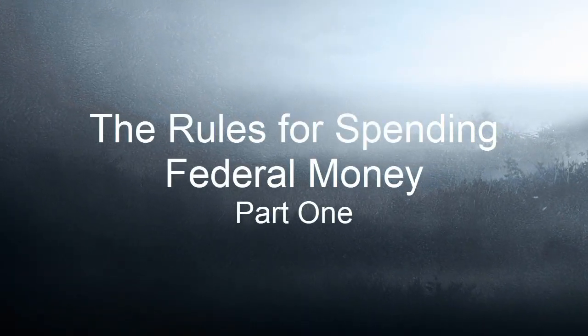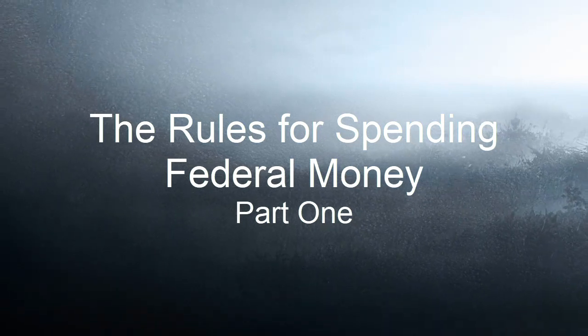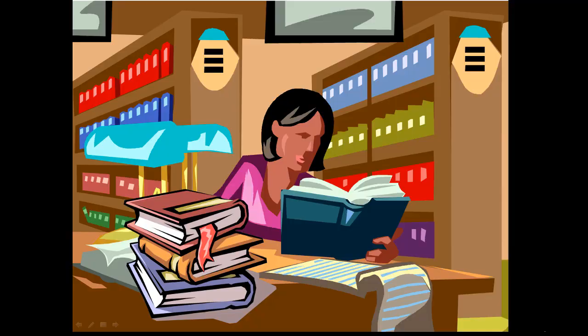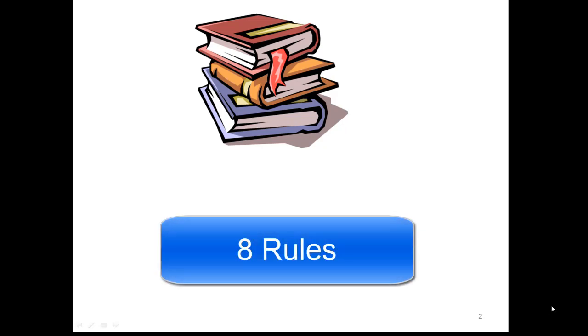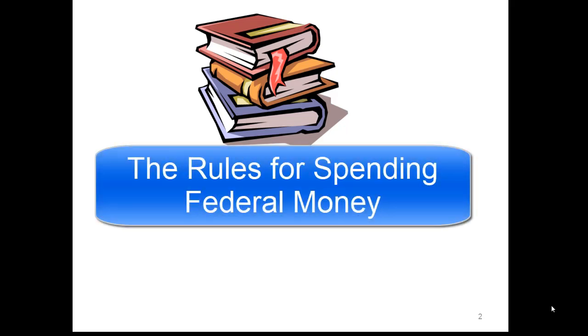Rules for spending federal money, Part 1. Studying appropriations law can be a bit intimidating. This involves reading lots of laws, regulations, and opinions that cover many years of our nation's history. And while this is a worthwhile study, which I heartily endorse, nevertheless, I believe that the basic principles of federal appropriations law can be summarized as a set of 8 rules that I call the rules for spending federal money.